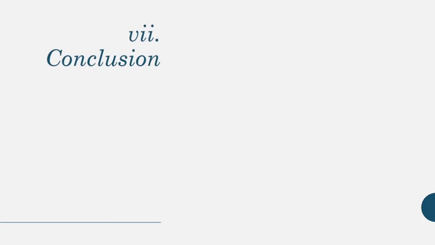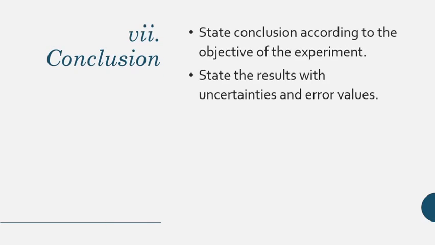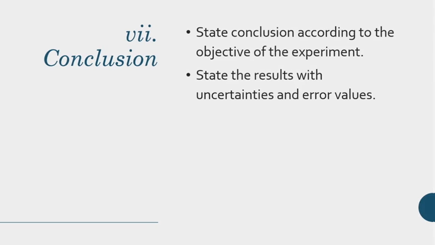Okay, lastly is the conclusion. You have to state the conclusion according to the objectives of the experiment. Let's say earlier you wrote down 3 objectives for the experiment. Therefore, you should have at least 3 conclusions answering the 3 objectives. So the conclusion is actually answering your objective. In that conclusion, you should state the results along with the uncertainties and the error values for those results.